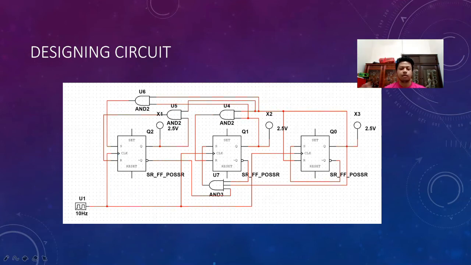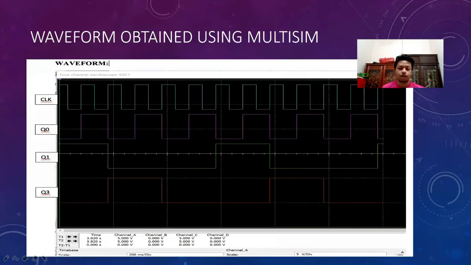Finally, all flip-flops are clocked together because it is a synchronous counter. The flip-flops are positive edge triggered, and the clock frequency that we put here is 10 Hertz. So moving on to the next content, which is the waveform.